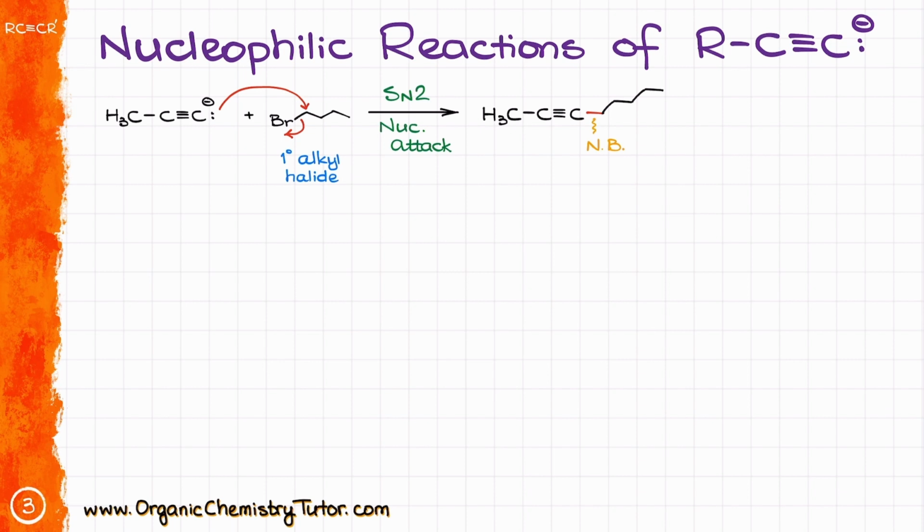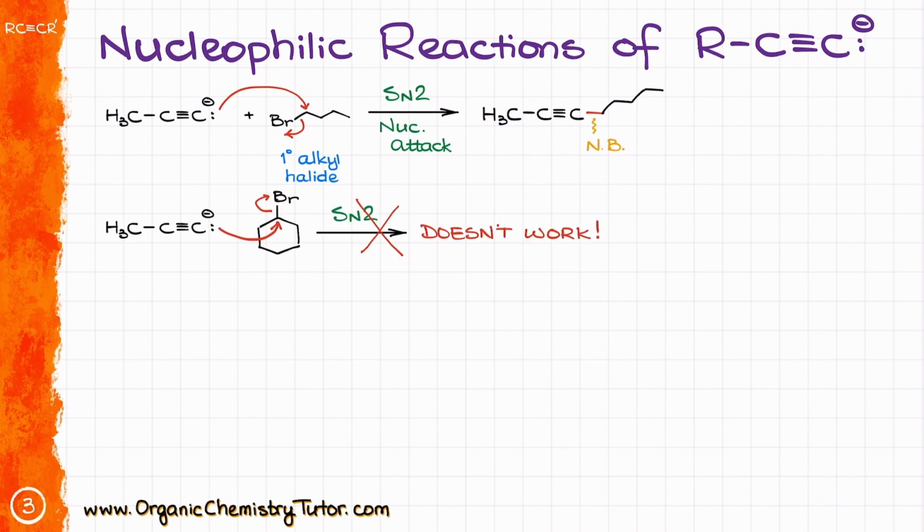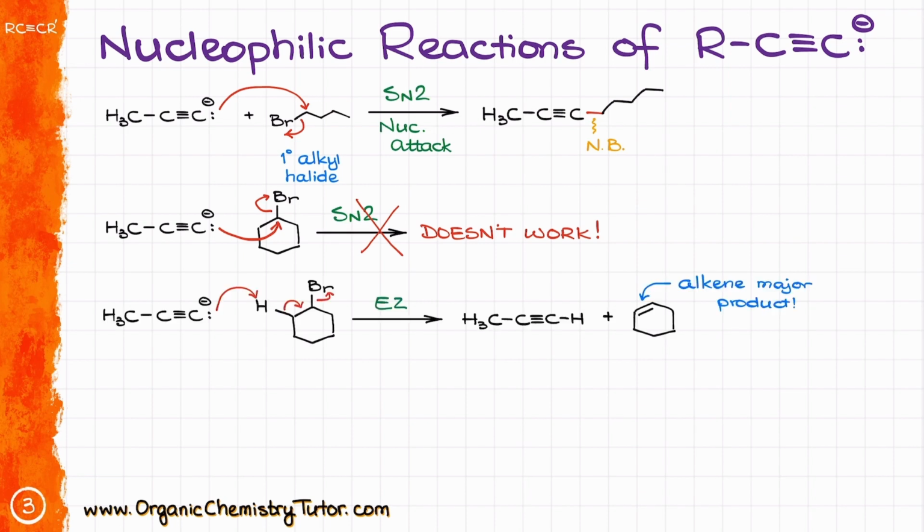In the case of the secondary or, of course, tertiary alkyl halide, the major pathway for the reaction is going to be an E2 reaction and not SN2, which means that if you were trying to attempt this reaction, you will not see substitution here. Instead, we'll end up with an alkene as the major product via the elimination mechanism, E2 here, of course.